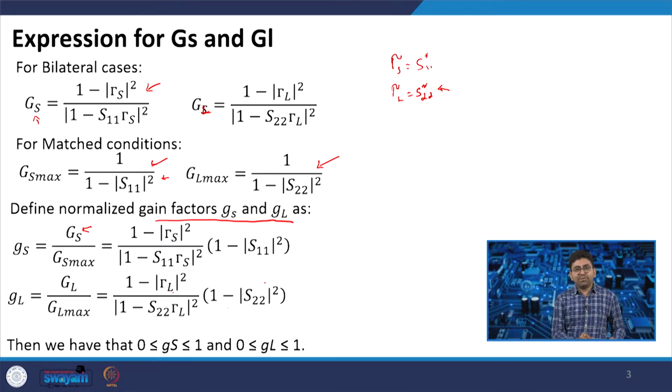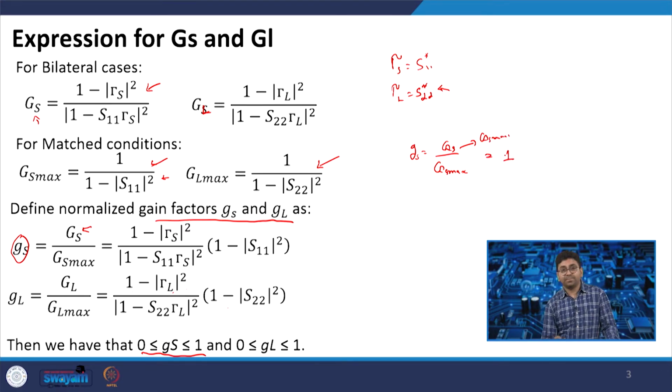So, what is the maximum value? This is a normalized Gs. This normalized Gs can have a value from 0 up to 1. All the values are in the range of 0 to a maximum of 1, similarly for GL, because you cannot get more than Gs max. So, when your Gs is equal to Gs max, you will have a normalized Gs equal to 1.